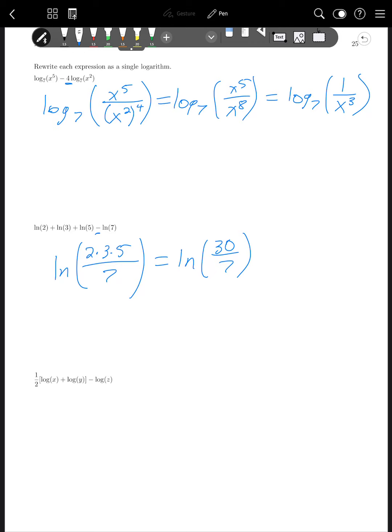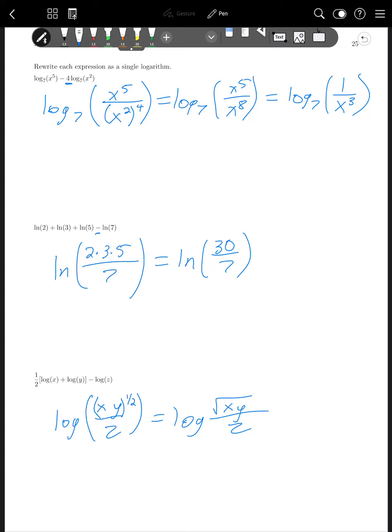Okay, and then the last one here, same thing. So we've got the log. X and y are positive, so they're going to go in the numerator. Z is a negative log, so that's going to go on the bottom. And then we've got this 1/2 power. Notice that there are brackets around log x and y, which means both of them are raised to the 1/2 power. So we can write it like that, or if we wanted to, we could use radicals instead of exponents and do the square root of xy over z.